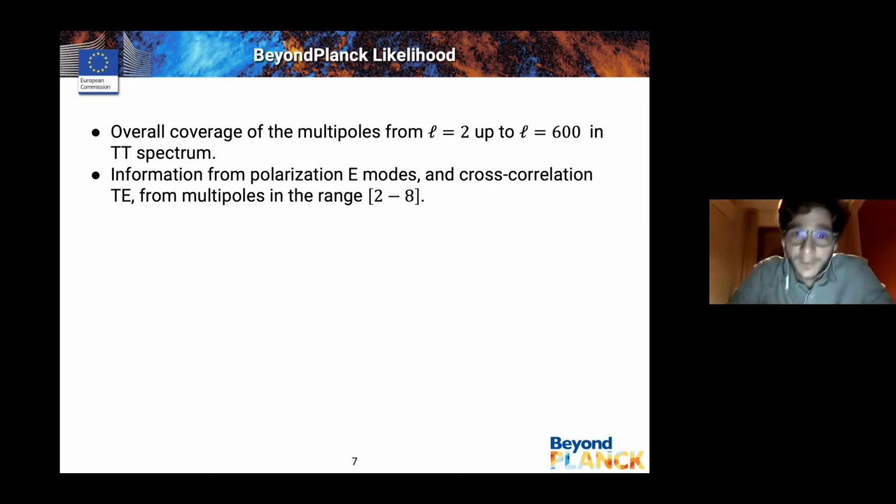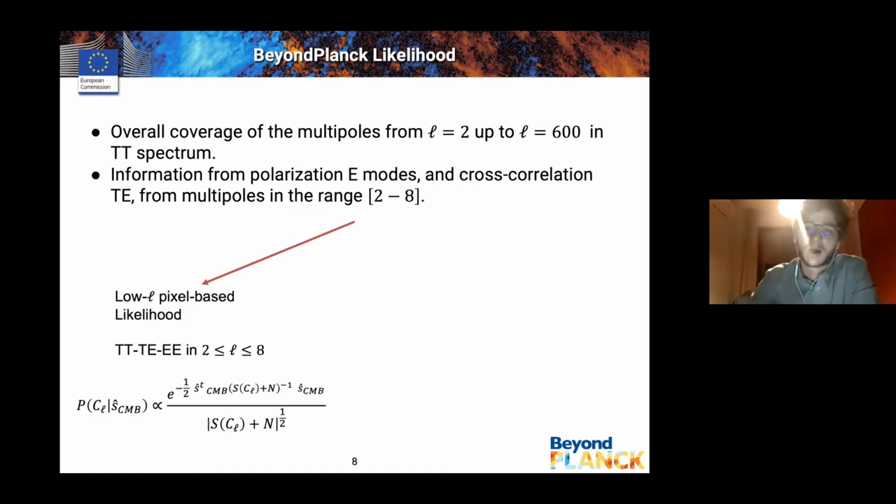Now let's move to the likelihood itself for BeyondPlanck. So we have an overall coverage of the multipoles from L equal 2 to 600 when talking about temperature, and we gather information from polarization in the multipole range 2 to 8. The likelihood that you will see discussed in the upcoming paper is actually using only E modes and cross correlation with temperature. But in this paper and in general within BeyondPlanck, for consistency checks, we use also the B modes, of course. And as has been done in Planck and WMAP, we divided the likelihood into two likelihoods themselves.